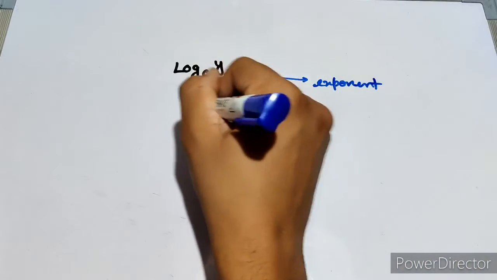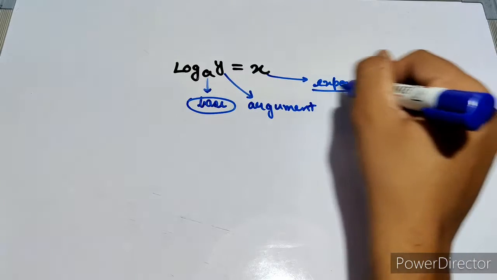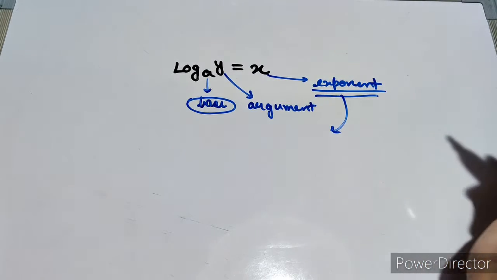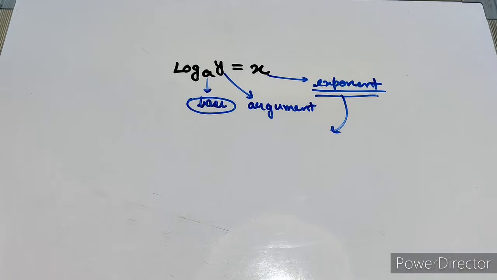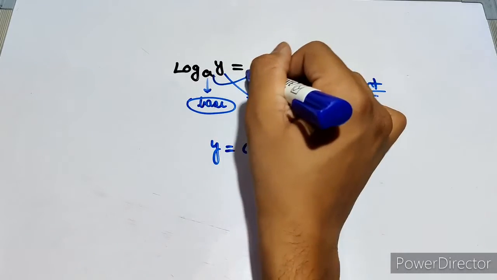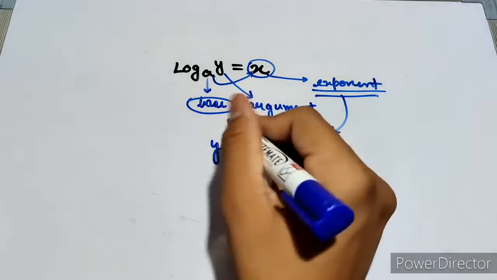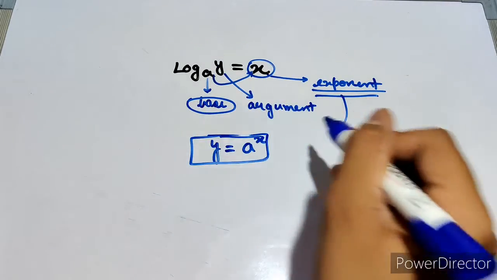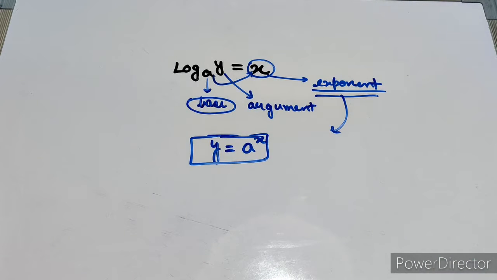And why is it so? It is simple, a comes in the base. And why is y called the argument? Because in the last lecture, when we reversed the definition, we saw that y can be written as a to the power x, which means the base can go here and this x will become the exponent. That's why it is called the exponent. So the terminology is very basic. Hope you all will remember it.